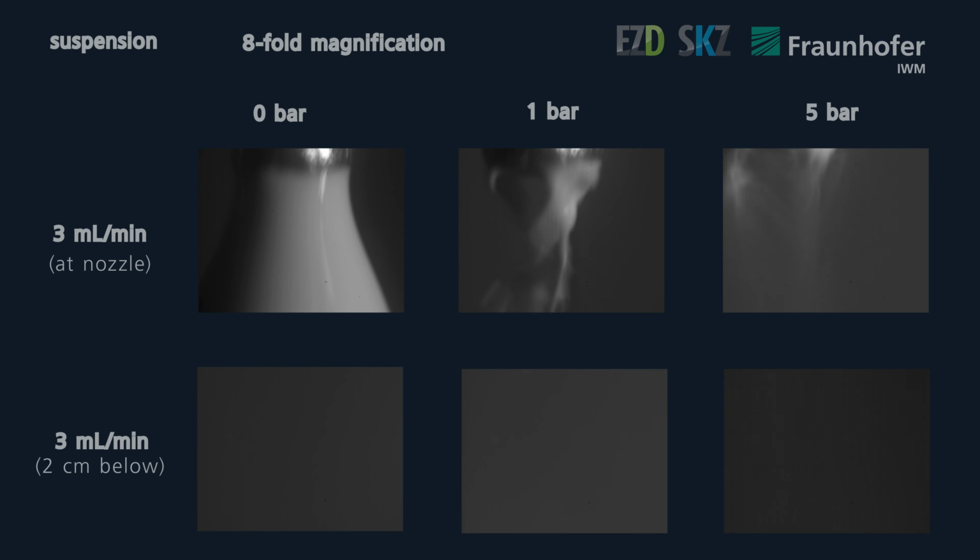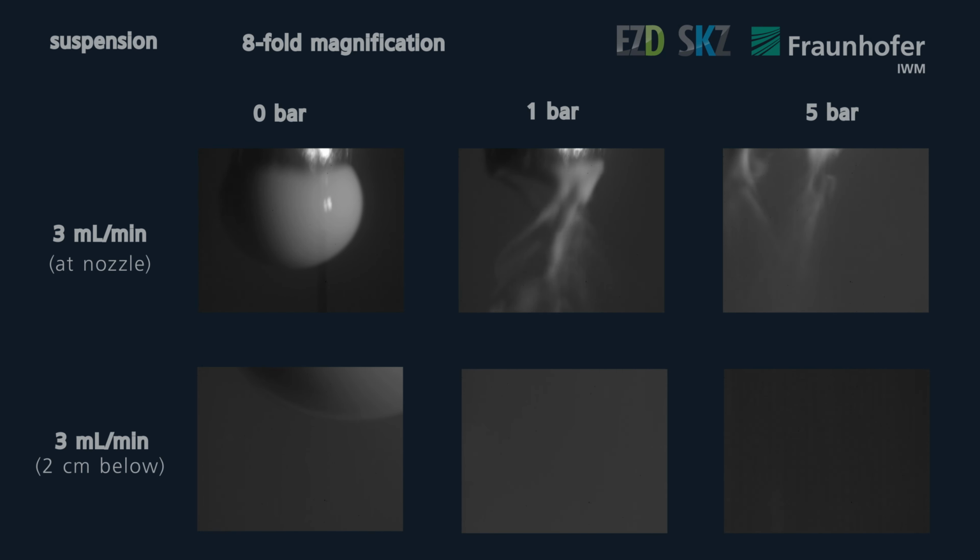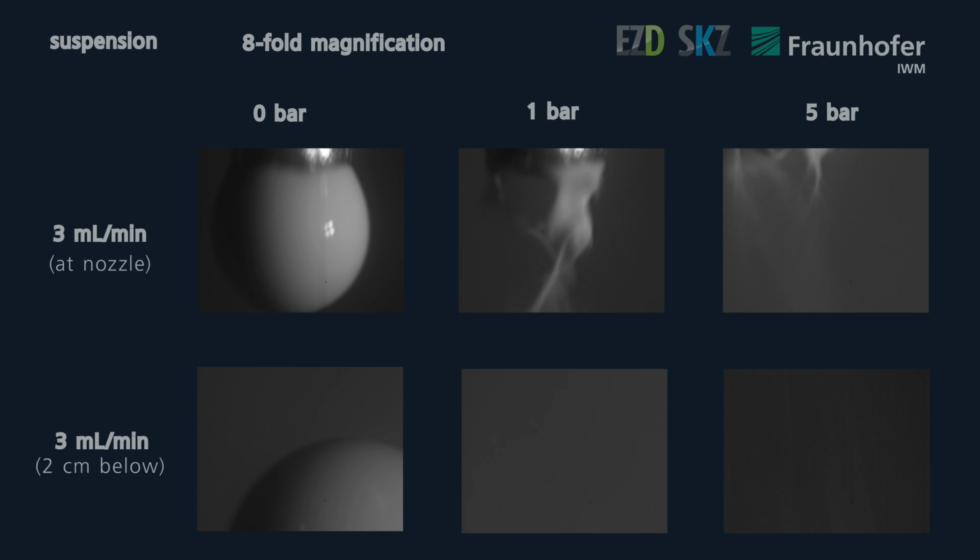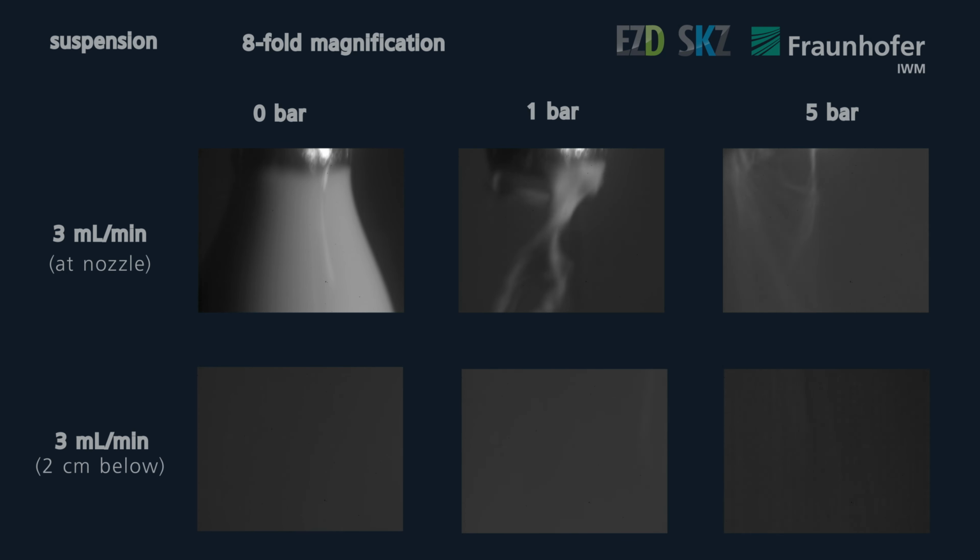In the final stage, we wanted to find out what happens below the nozzle region. Please note that the top and bottom rows show the same flow rate. For the bottom row, the camera was shifted downwards by 2 centimeters. It was not possible to capture individual droplets due to the difficulty of achieving a good focus.